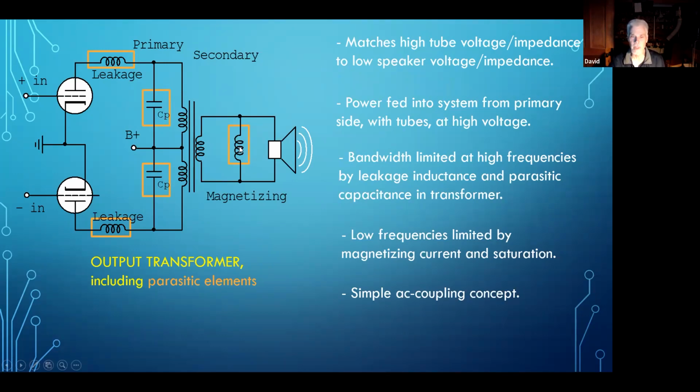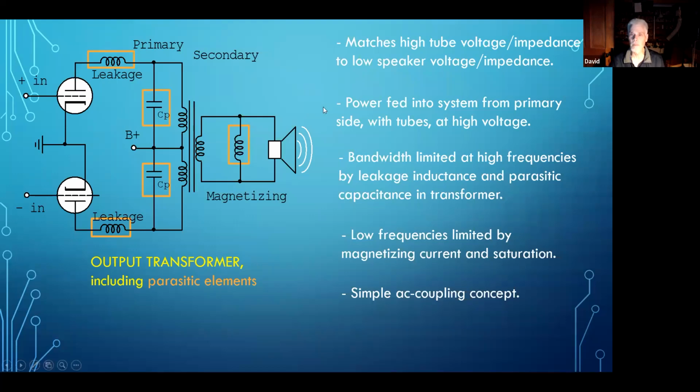This inductor over here represents the magnetizing current, and that limits your low frequency. It also causes saturation of the core. So these parasitics are kind of what fouls the output transformer. But forgetting that for a minute, what the output transformer does is it matches the high tube voltage or impedance to the low speaker impedance, and that's the desired function that you need to drive a speaker from tubes.